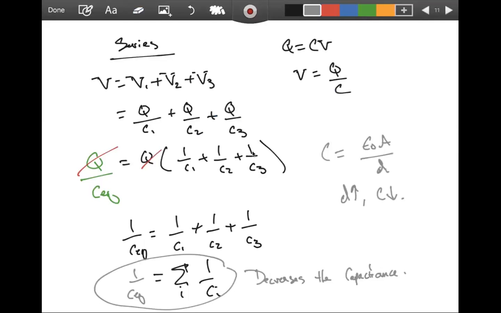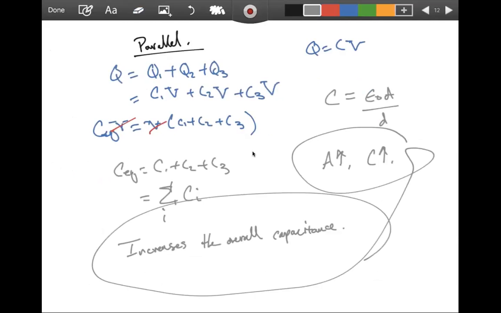So ultimately, it's just going to depend on what I actually want to do. Do I want to add them in parallel, or do I want to add them in series, based off of the amount of capacitance that I actually need?